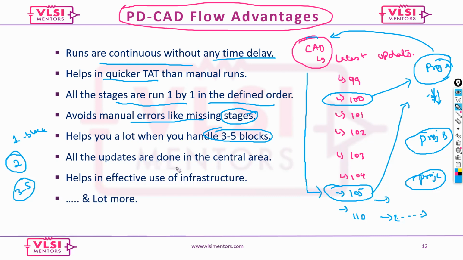Okay, and then all the updates are done in the central area. As I said, you may have a project A where guys request something, that is done in the central area, and you pick whatever you want. Now project B is again requesting something. So that is what I said, the flexibility.